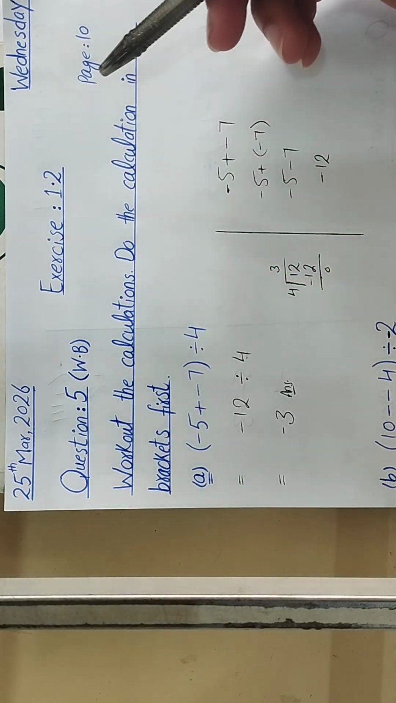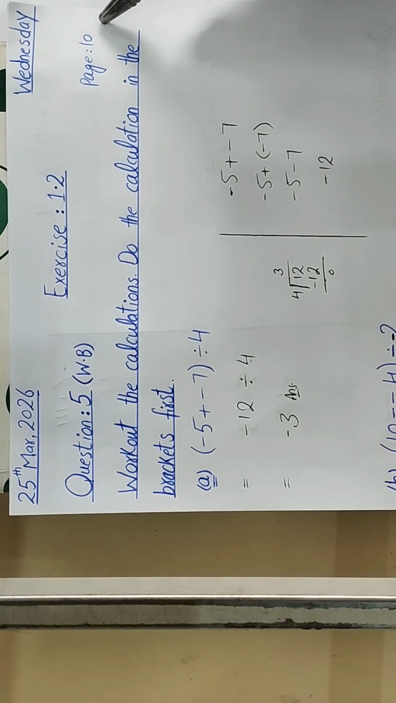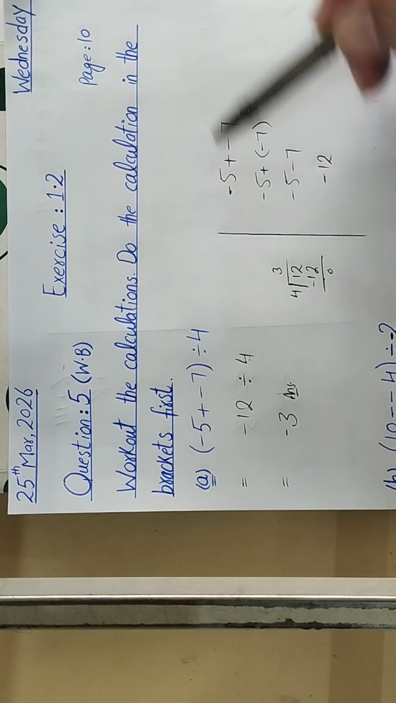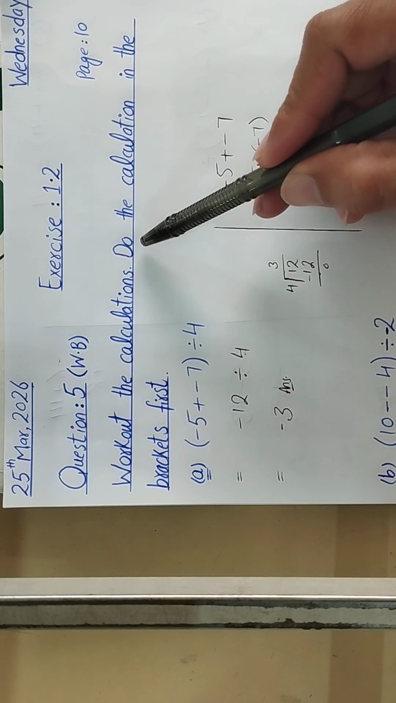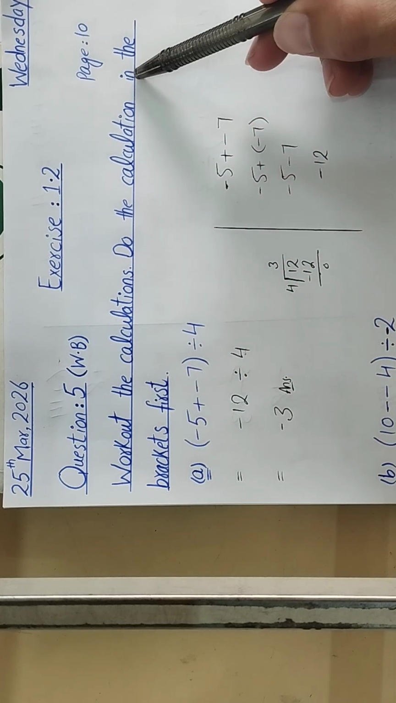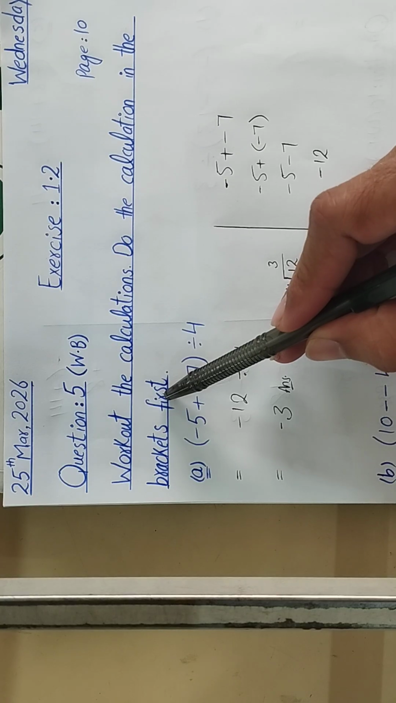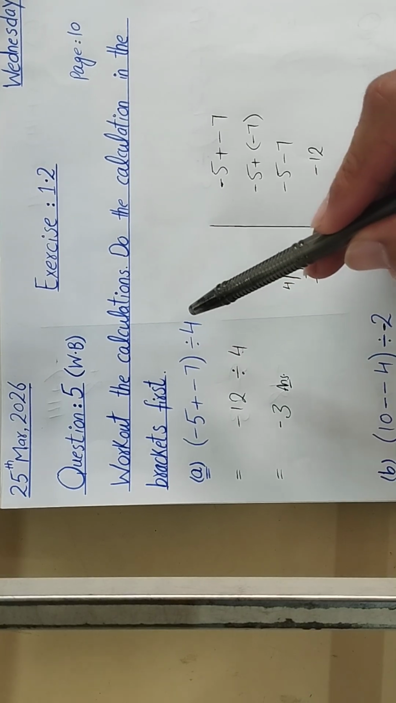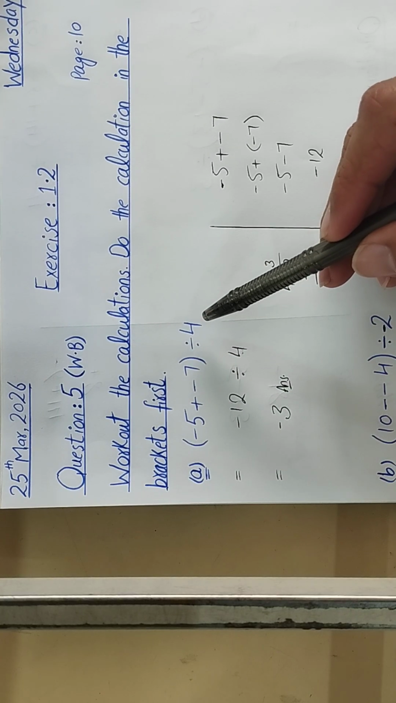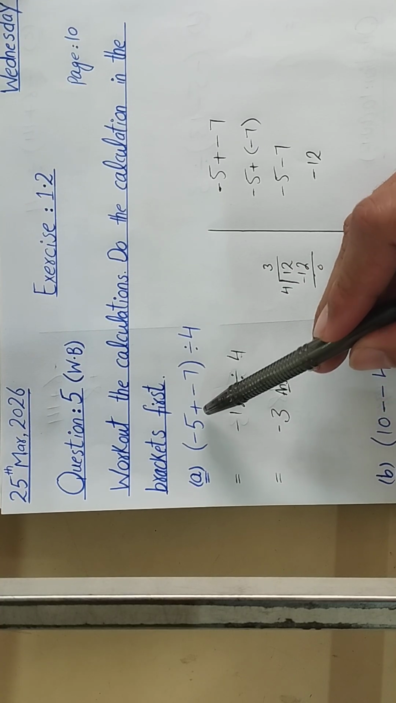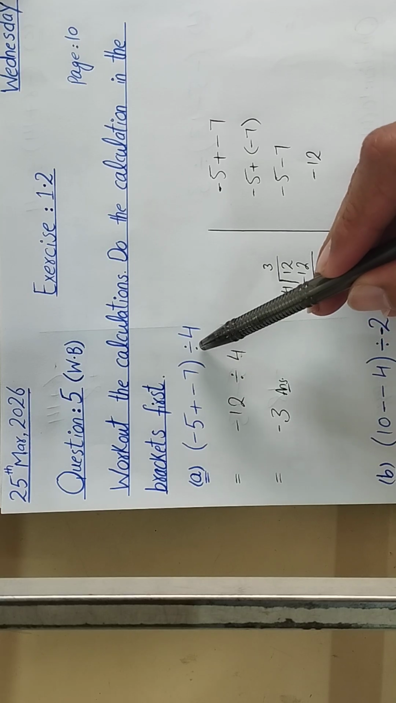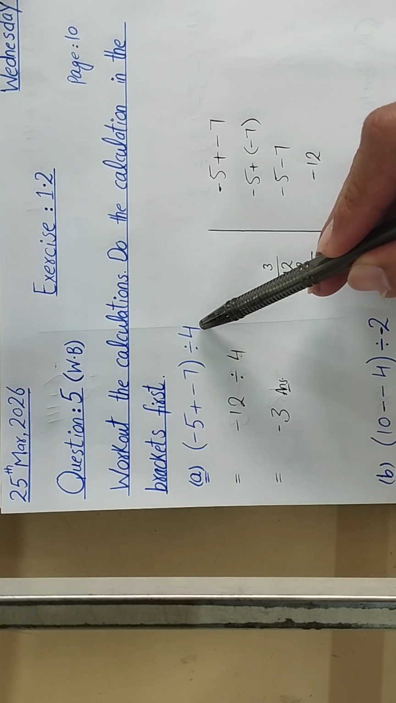Question number 5 from workbook. It is on page number 10 of your workbook. The statement of the question is work out the calculations. Do the calculation in the brackets first. We have done this type of question before in our previous lesson. The first part of this question is minus 5 plus minus 7 divided by 4.